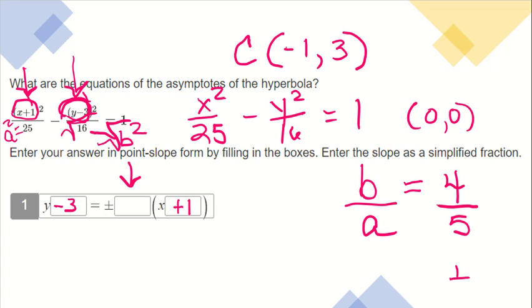Now we know it's positive or negative 4/5. Here's where we can put those positive and negatives back in. That's already written in our answer right here. So all we have to do is put 4/5 here. This is the equation of the asymptotes of the hyperbola.